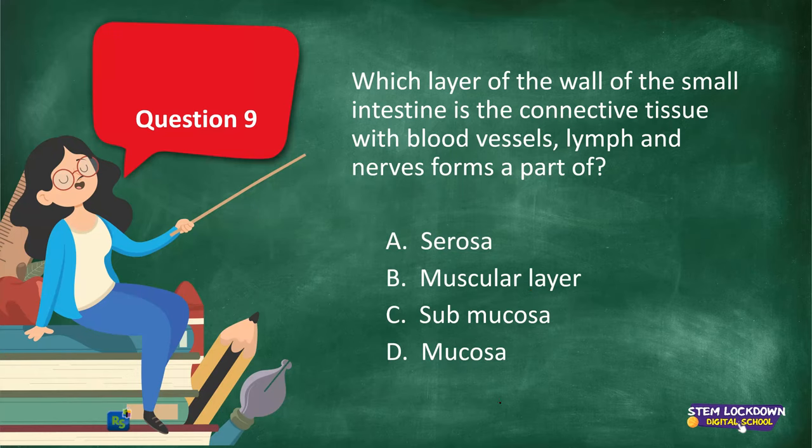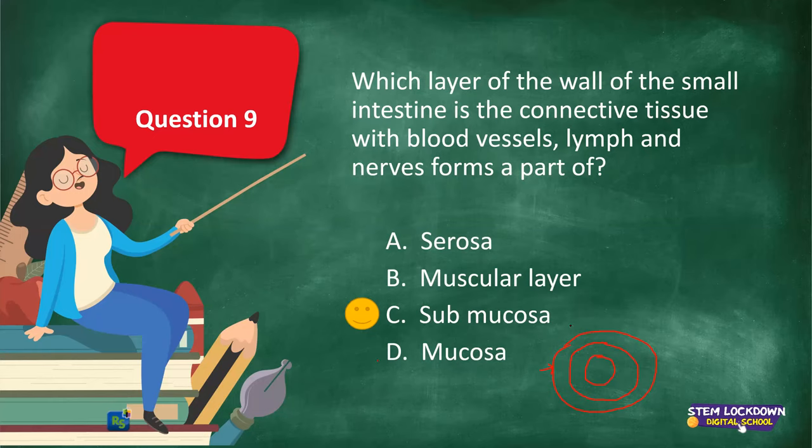Remember the four layers of your alimentary canal. If I can just give you guys a reminder, we had this structure here. All right, so I've got an answer which says C. So the correct answer is C, the submucosa.